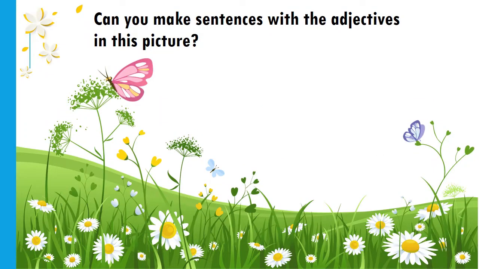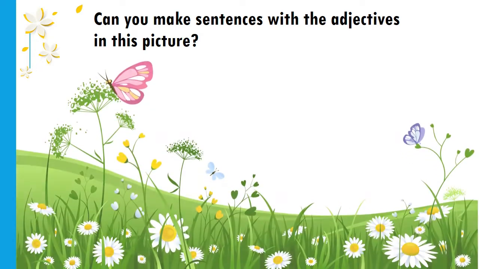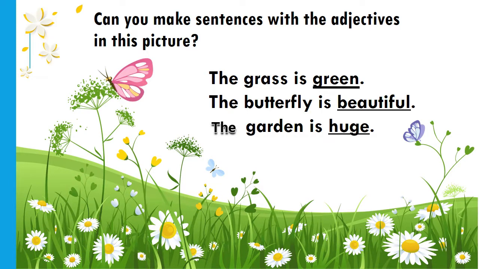Can you make sentences with adjectives in this picture? Come on, think about it. All right. You can make the sentences: the grass is green, the butterfly is beautiful, the garden is huge. Likewise, you can make more sentences by using adjectives present in this picture.